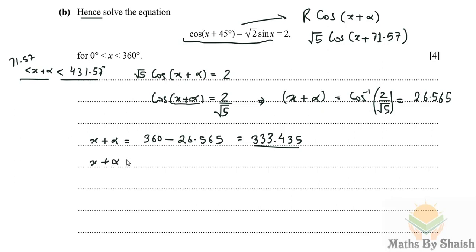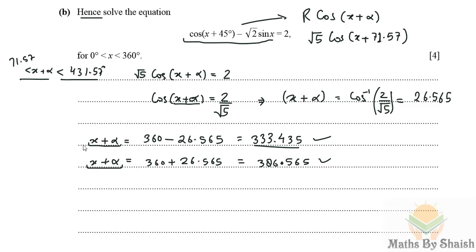So we can again calculate the next value, and the angle value is always going to be x plus alpha, and this next value would be 360 plus the angle, that is 26.565, and this value is going to be 386.565. And now if we find the next value again, it would be 360 plus the previous angles, which will be more than 431. So we are going to stop here.